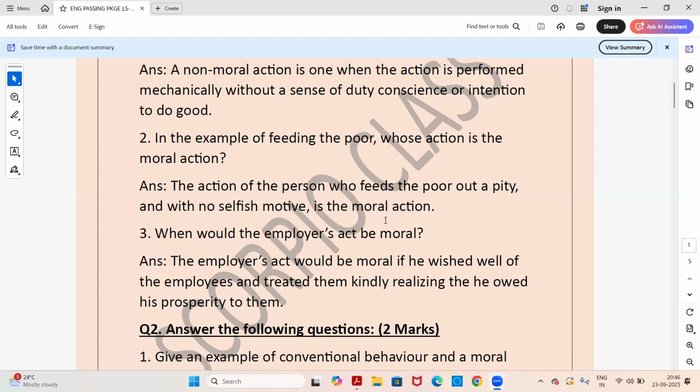the moral action. Third question, when would the employer's act be moral? Answer, the employer's act would be moral if he wished well of the employees and treated them kindly, realizing that he owed his prosperity to them. So these are 1 mark questions, important questions from this chapter.